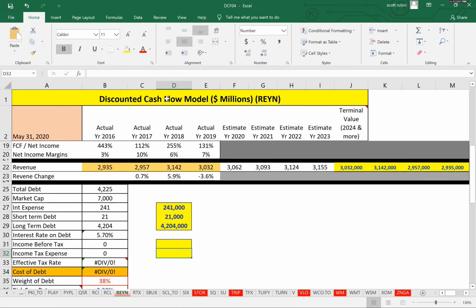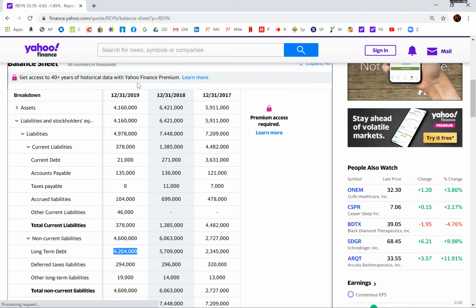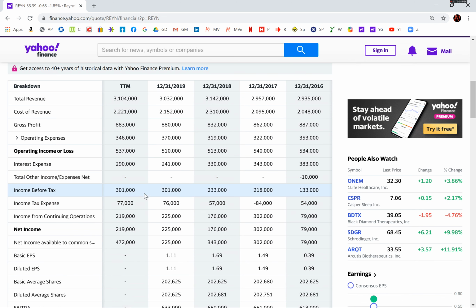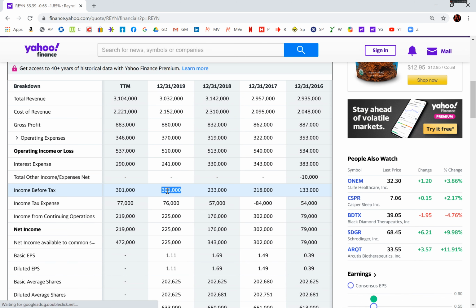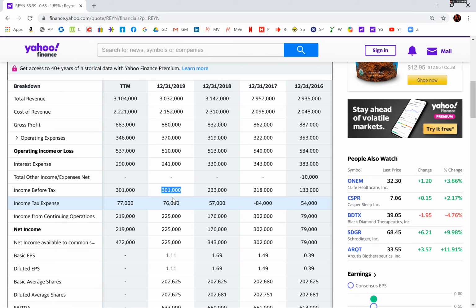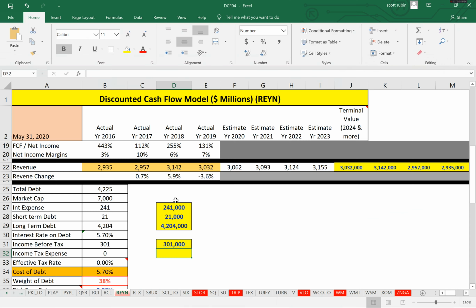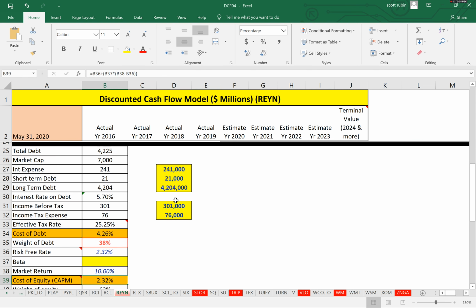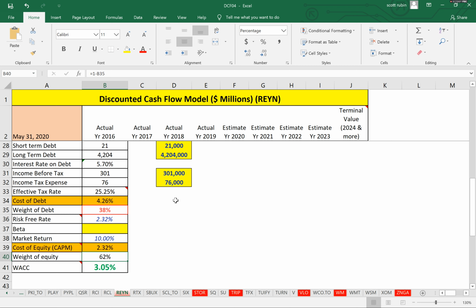And interest payments on debt are tax deductible, so let's get their effective tax rate. The income before tax is 301 million, that's on the income statement. And the income tax is 76 million. So they pay 25% in taxes, so the cost of the debt is 4.25%. And 38% of the capital structure is debt, a little high, but not terrible.